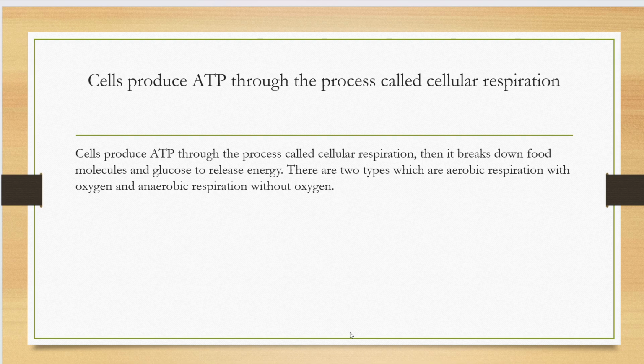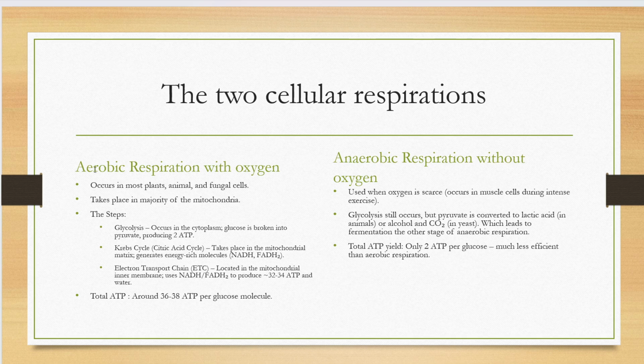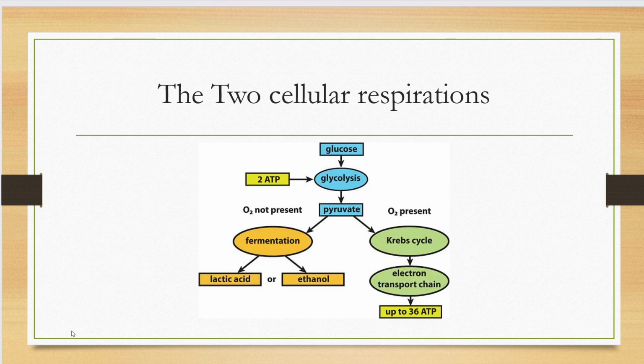So, since cells use ATP, through the process of cellular respiration, it breaks down food molecules, glucose, to release energy. There are two types, which are the aerobic respiration with oxygen and the anaerobic respiration without oxygen. So right here is the aerobic respiration with oxygen, and on my right side I have the anaerobic respiration without oxygen. This picture shows both of them.